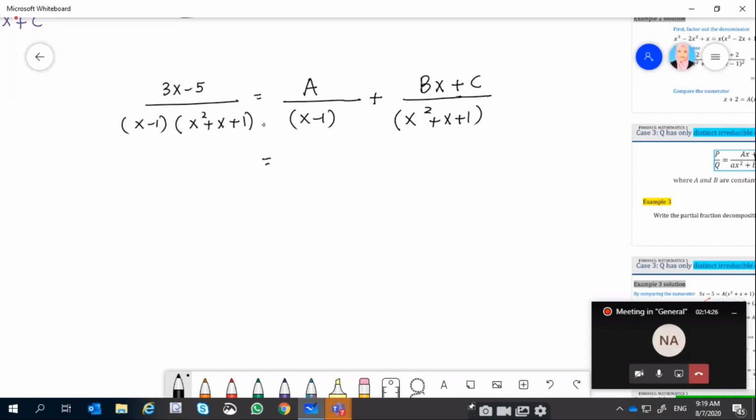Okay, the next process is similar to what we discussed earlier for the first and the second case. For this one, you have to make the denominator the same. Then from here we do the same thing again.